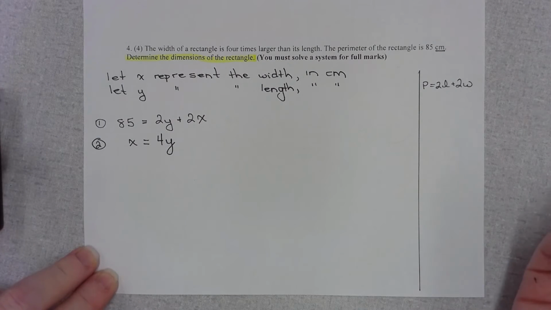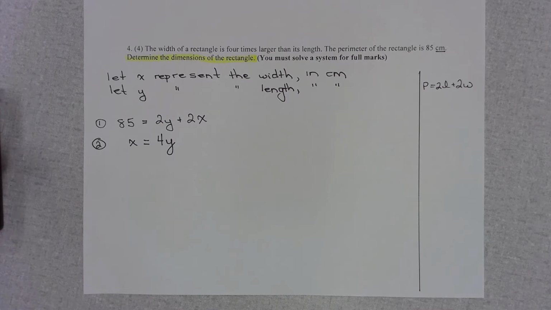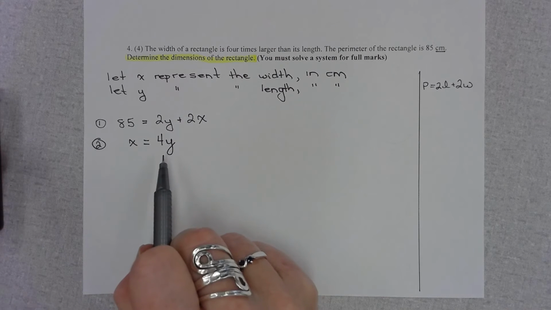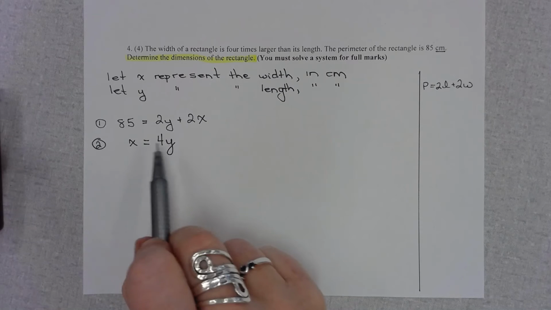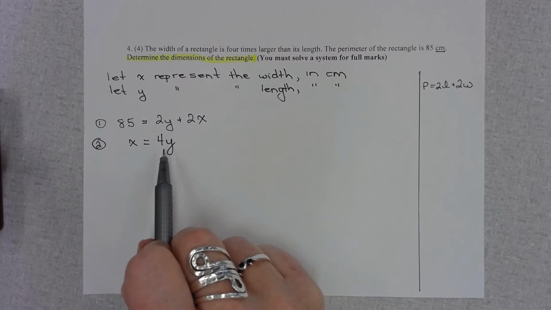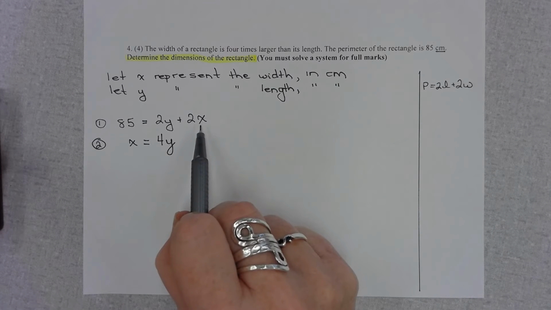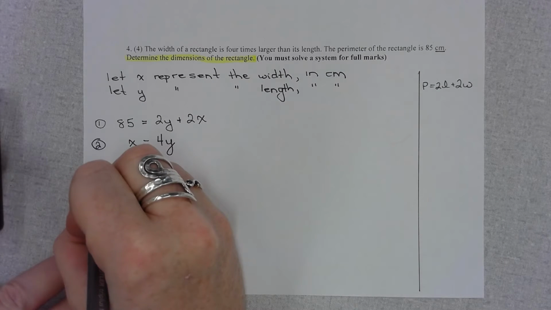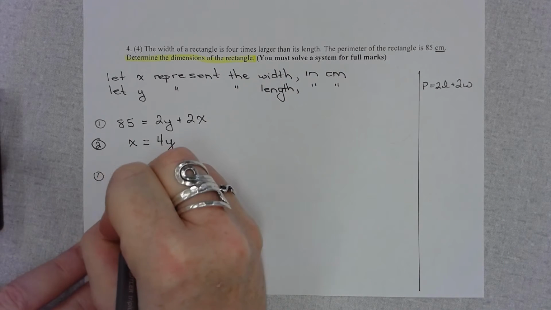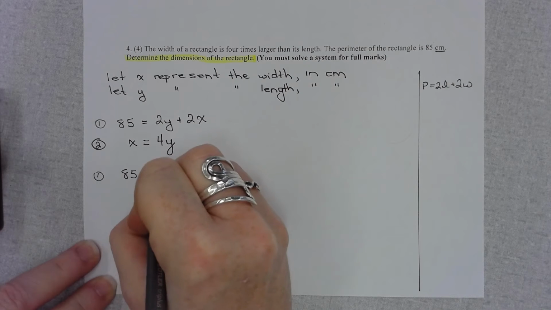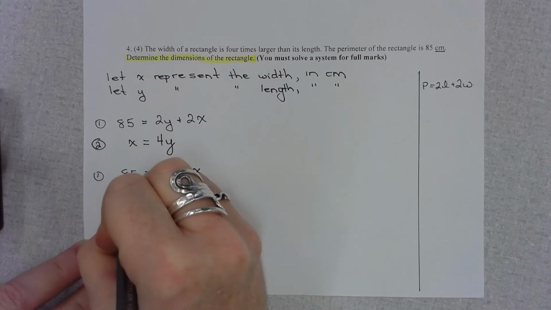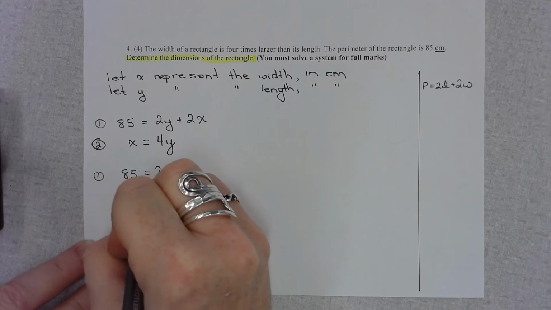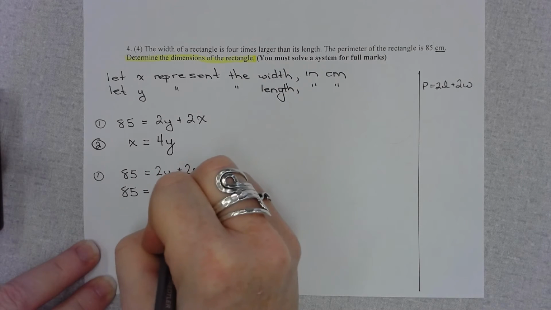Now we can actually start to solve. What's really nice about this question is that we already have x in terms of something. So I'm going to use this second equation. I know that x and 4y are the exact same thing, so I'm going to replace x in the first equation with 4y. Let's take a look at number 1 again: 85 is equal to 2y plus 2x.